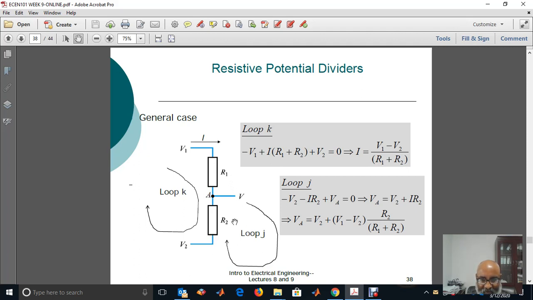And in the loop J, I have minus V2 minus I times R2 plus the voltage at point A, VA, is equal to 0. So the voltage at point A is V2 plus I times R2. Therefore, the voltage at point A is V2 plus I times R2, where I is V1 minus V2 over R1 plus R2, which will give you this relationship.